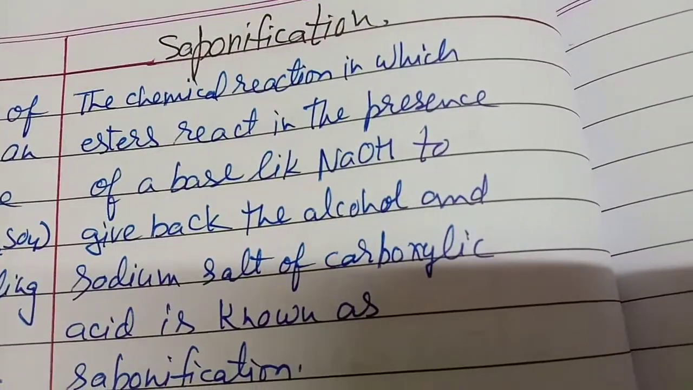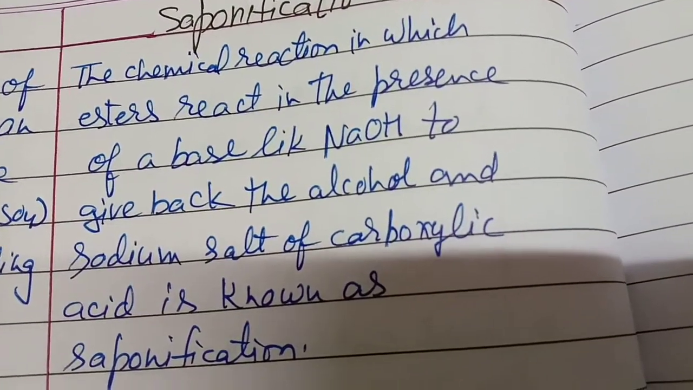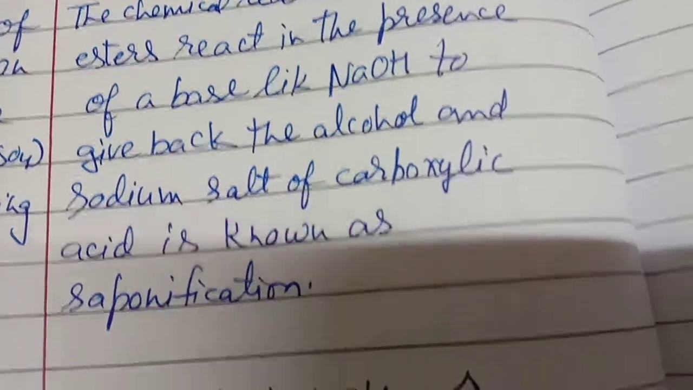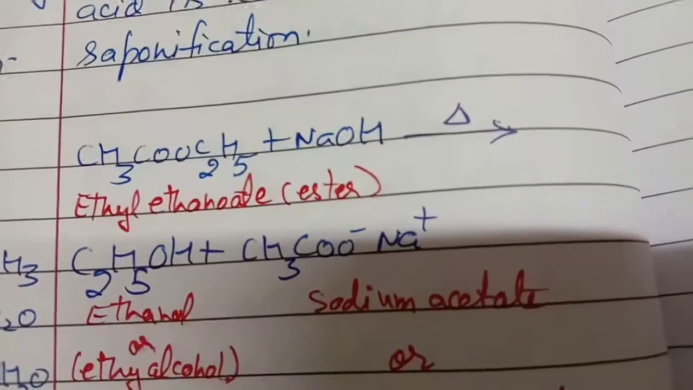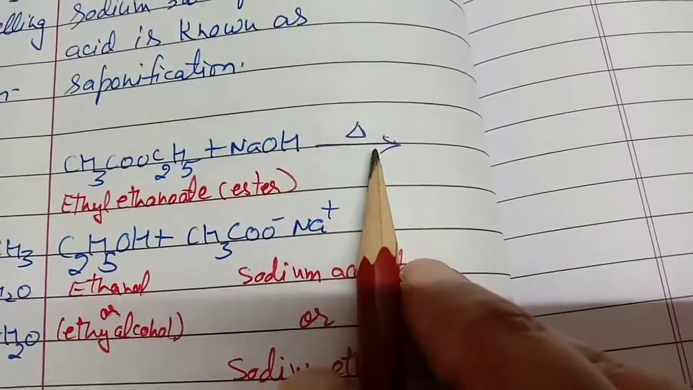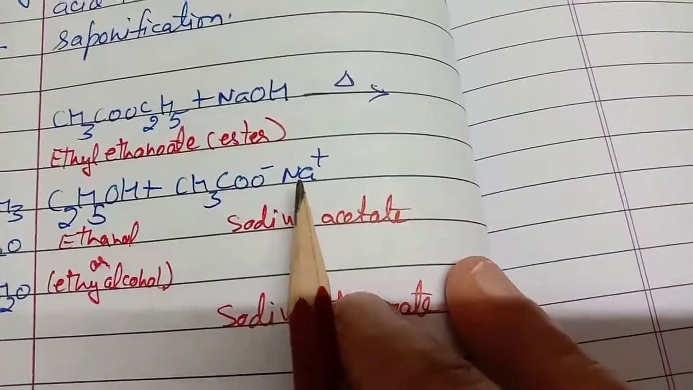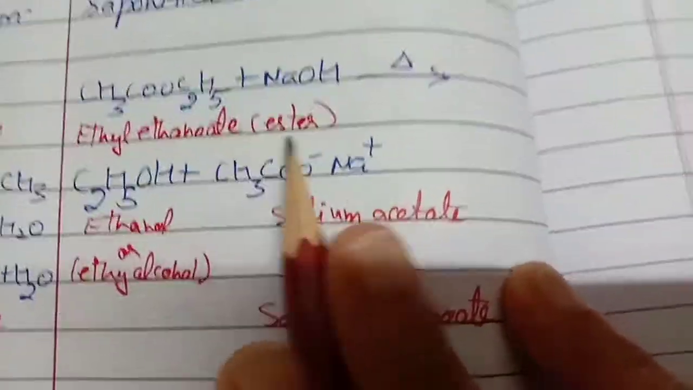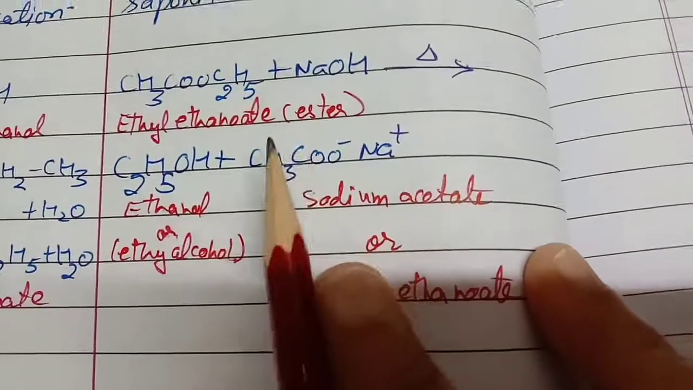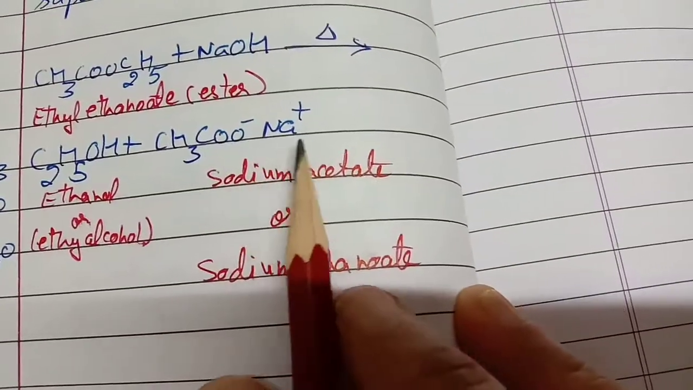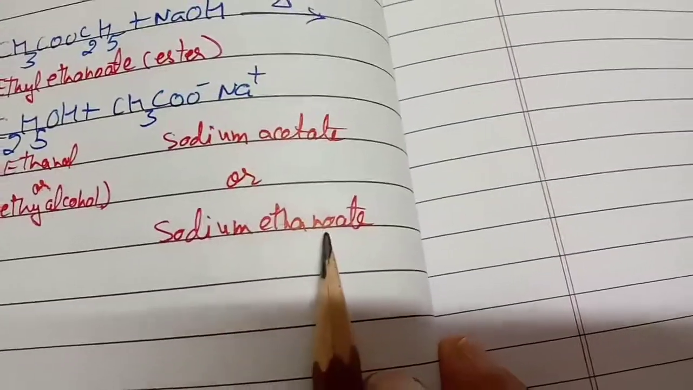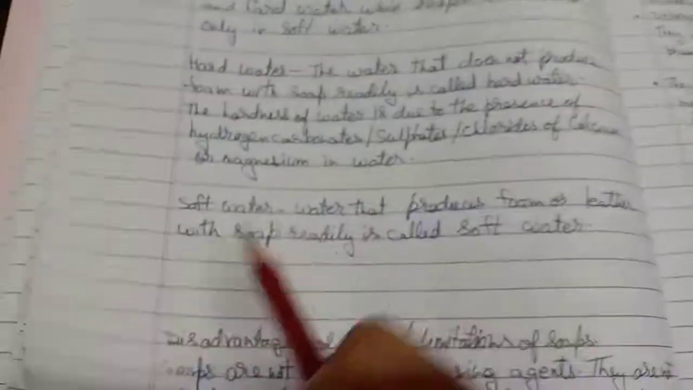And now, the chemical reaction in which esters react in the presence of a base like sodium hydroxide to give back the alcohol and sodium salt of carboxylic acid is known as saponification. Ethyl ethanoate, जो आपका यहाँ बना था, when it will react with sodium hydroxide, you will heat it. और ये saponification क्यों बोलते हैं? Because this reaction is used to prepare soap, manufacture soap. अब ये आपका ethanol अलग हो गया और sodium acetate CH3COONa, sodium acetate or sodium ethanoate is formed.